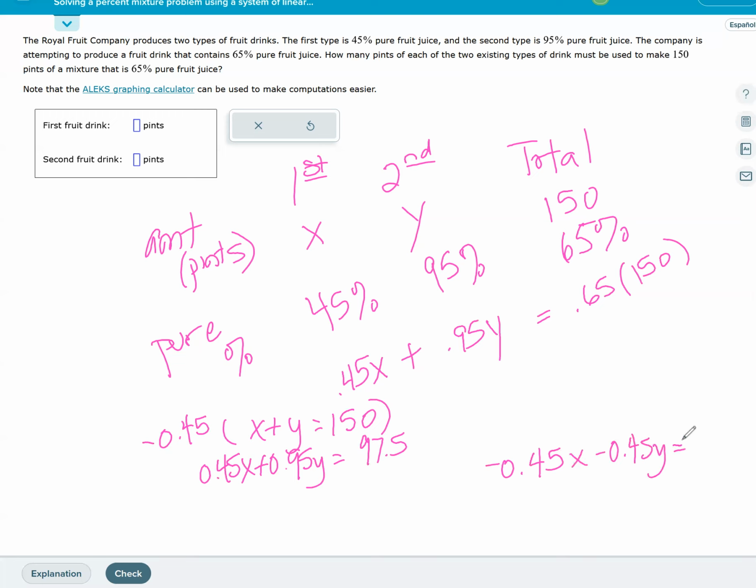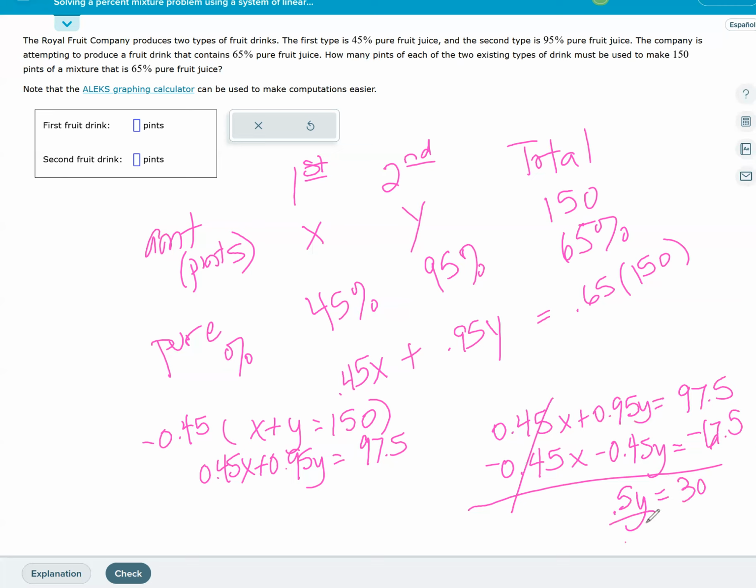Let's see, negative 0.45 times 150 is negative 67.5. And then we'll rewrite the second equation above, so it'll be easier to add. And then we're going to add them together. These ones will cancel. 0.95 minus 0.45 will give us 1/2 or 0.5y. And 97.5 minus 67.5 is 30.